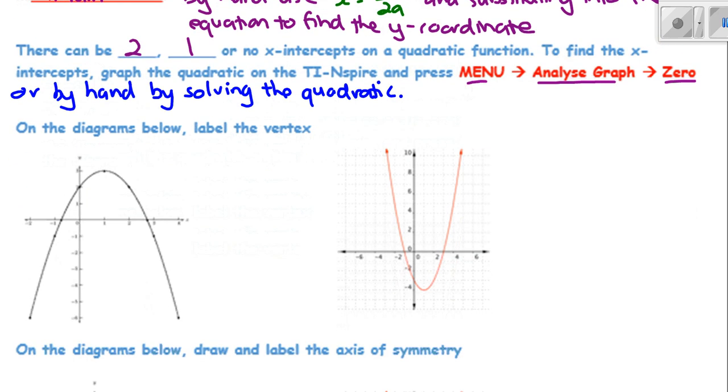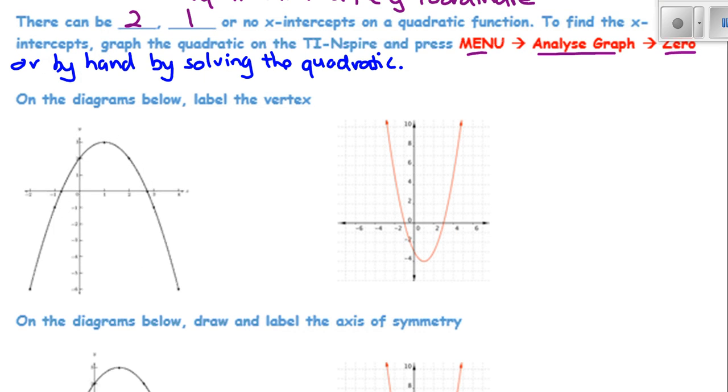On the diagrams below, label the vertex. I just want you to label the vertex. Here it is. Its coordinates are 1, which is kind of shaky on mine. I'm having trouble seeing the coordinates properly. I'm assuming it's going up by 1s. 1 and 3. The x coordinate is 1, the y coordinate is 3, assuming that's what the scale goes up by. I can't see it very well on this board because it's a bit blurry.